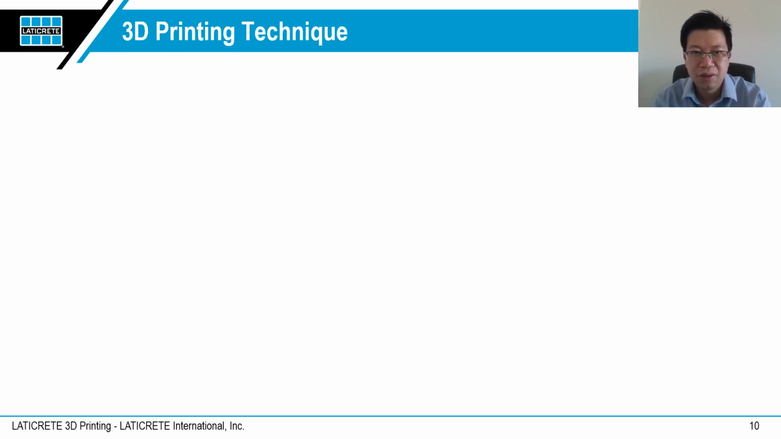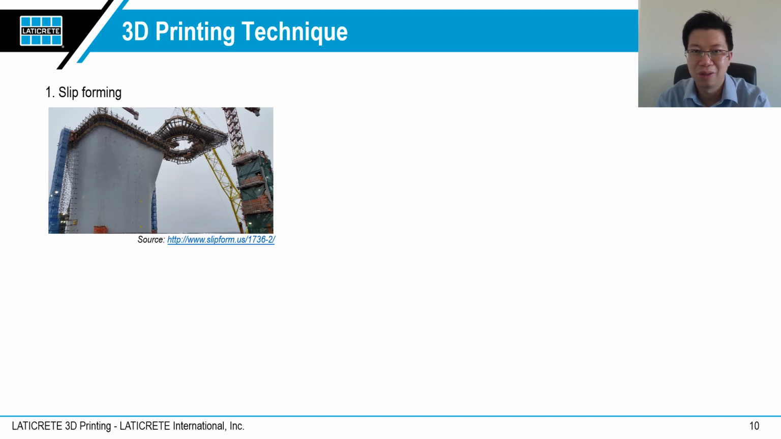There are several known 3D printing techniques. The first one is slip forming. It is known to be the oldest form of 3D printing and is still popular until now. In slip forming, the formwork is adjustable or movable to form the structure section by section, mostly for horizontal structures like pavement and curb. For vertical application, the formwork can be moved vertically step by step.